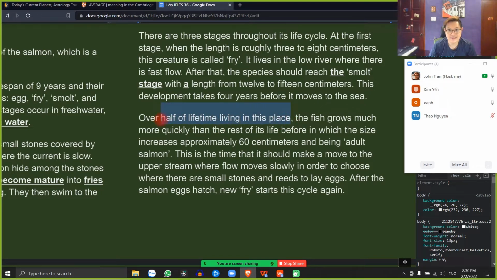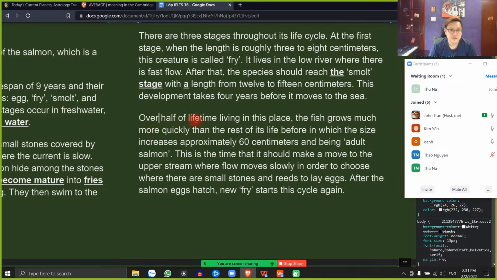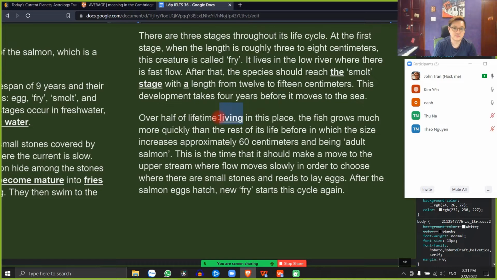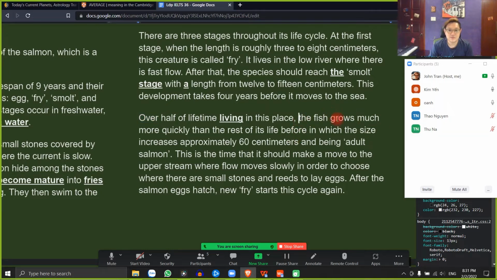This whole thing is not a sentence. It's not a clause. This is the subject, new subject. Grows is a verb. Cái này là chủ ngữ mới nè, cái này là động từ mới nè. Over half of lifetime living in this place. Cẩn thận cái vụ này nha các bạn. Remember this part. When you start a sentence with a preposition, that whole thing cannot be a clause. Because of this. Nhớ nhé. Yes. The fish grows.